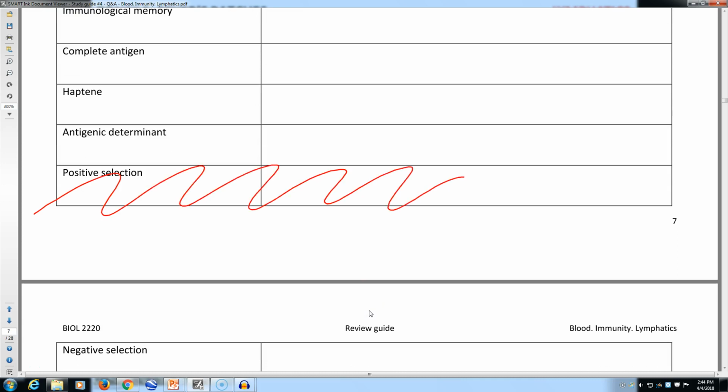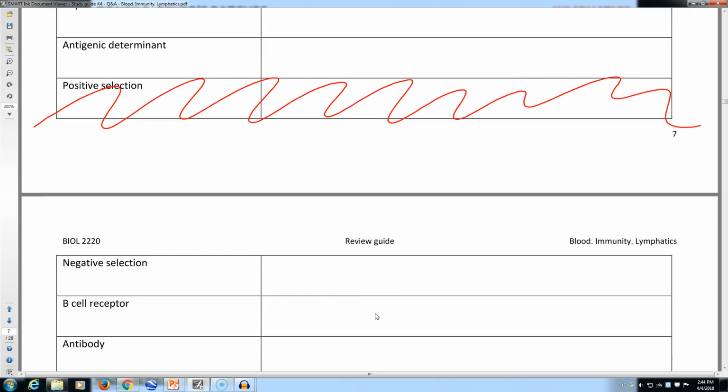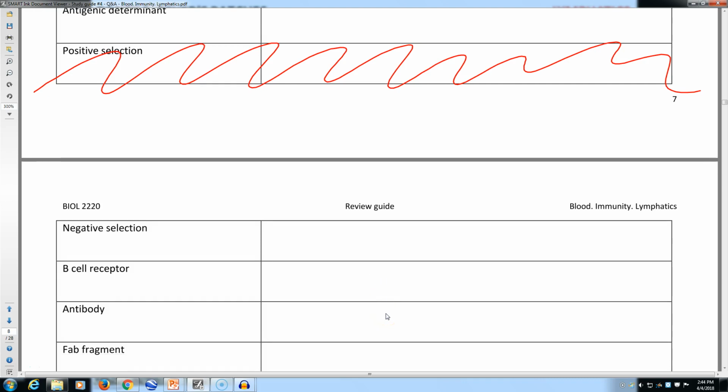We didn't talk about positive selection. Never mind. Negative selection, when cells that can recognize our own antigens are destroyed. Remember that conversation we had? Self-reactive cells are destroyed. Now for B cell receptor, know that it's like an antibody, but it is attached to the B cell, and it recognizes the antigen.